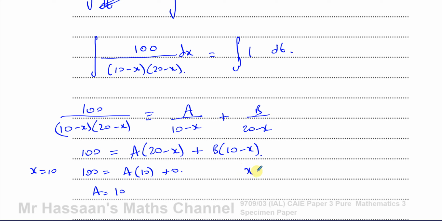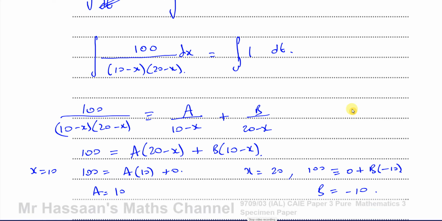And if we choose x equals 20, in that case this bracket will become 0, the a term will be eliminated, and we will end up with the value of b. So 100 is equal to 0 plus b times 10 minus 20, which is minus 10. So you end up with 100 divided by minus 10. So b is equal to minus 10. So that's a and that's b.